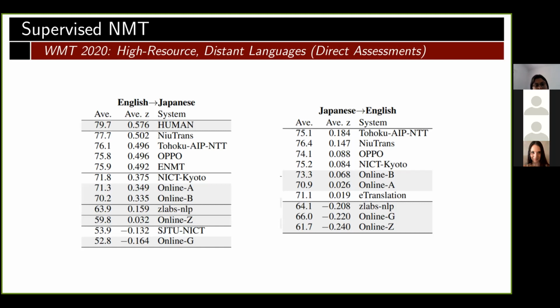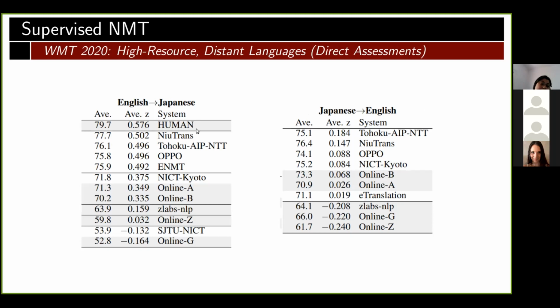The performance of humans could not be evaluated in this case for Japanese English, probably because of lack of evaluators, I don't know. But if we look into English to Japanese, we see that in this case, translation quality from humans is better than neural machine translation.